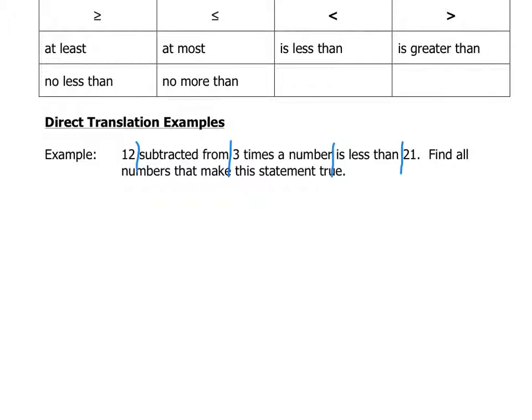So what we're going to do now that we've chunked this up is make this into an inequality statement. So remember this phrase subtracted from? We know this means minus. But what we have to remember is that means we want to reverse the order. So in other words, it's something minus 12. So we're going to write in minus 12. But we have to figure out what goes in front. And that is 3 times the number. 3 times the number for us is 3x.